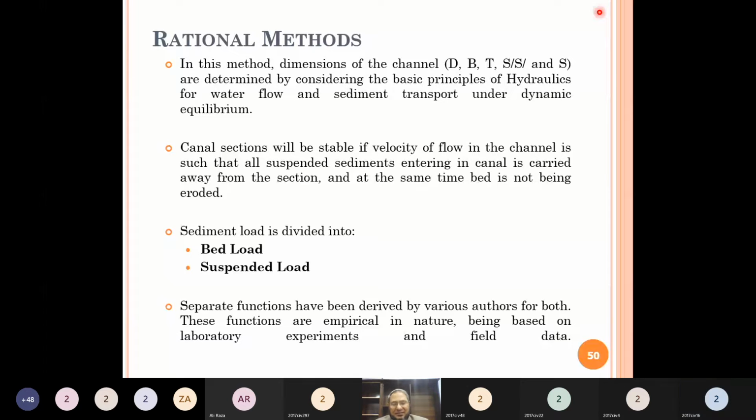Regional in regime methods. Okay, there will be no silting and no scouring. This is true. This is even a rational method. Assumption इसमें भी यही है कि जब हम ना scouring हो ना deposition of sediment की. तो what to which method we will say that it is a regime method?